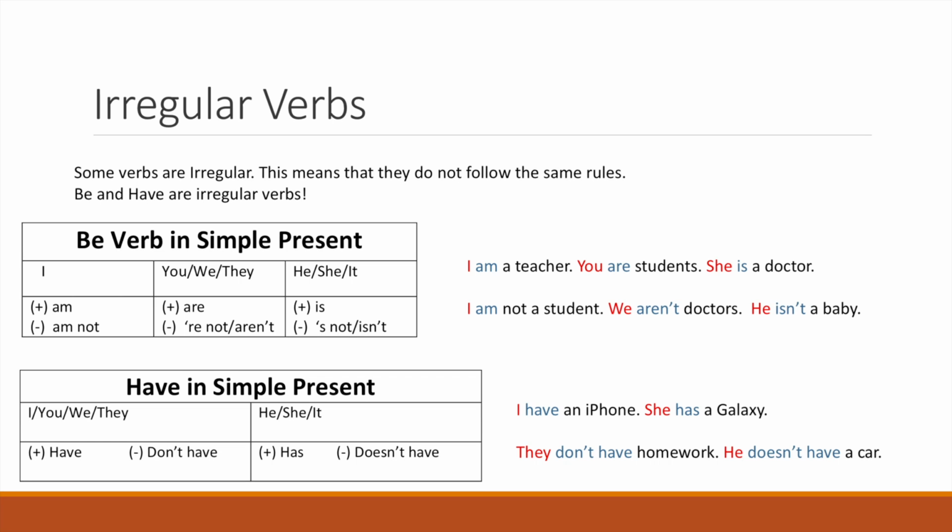In the simple present, we have some irregular verbs. An irregular verb is simply a verb that doesn't follow the usual rules of grammar. We've already studied the be verb. This is a great example of an irregular verb. We've also studied have. Have is also an irregular verb. Irregular verbs are difficult because they don't follow the rules and therefore can be somewhat hard to remember. However, I'm sure your teacher will provide you with a list of irregular verbs. The only way to learn them is practice.